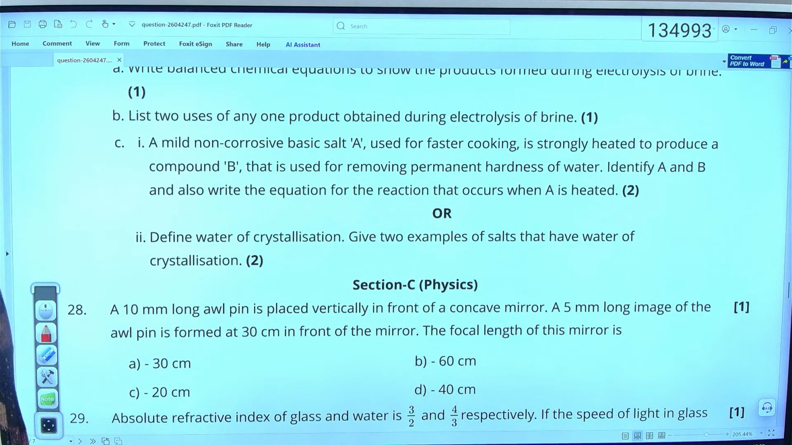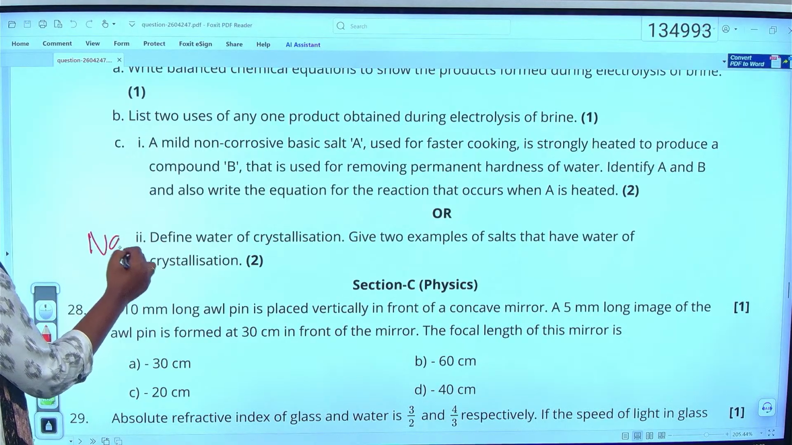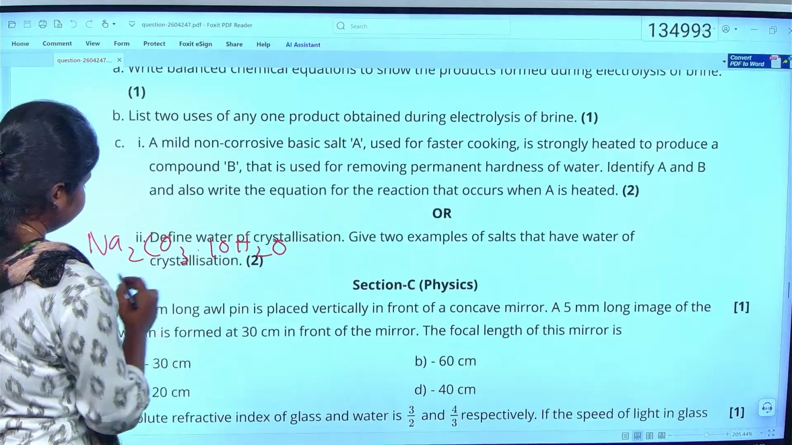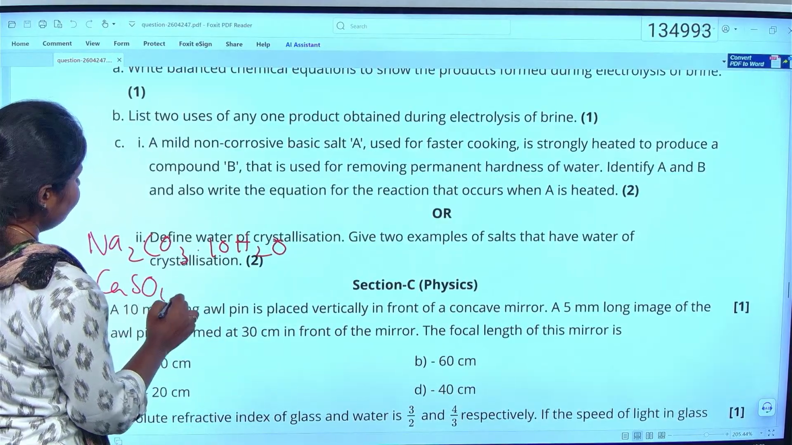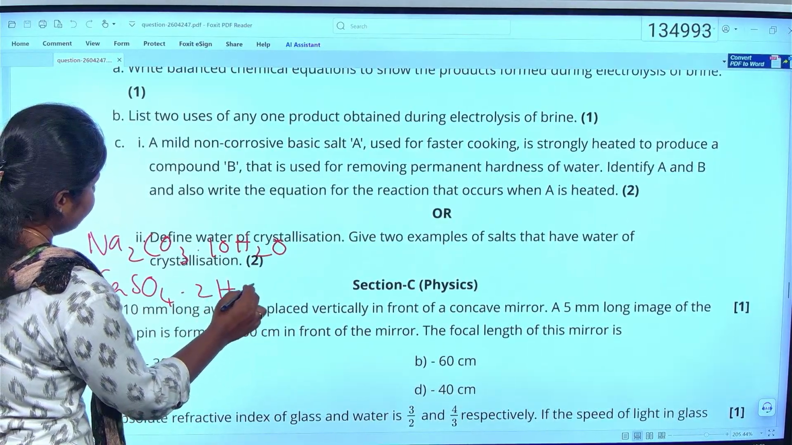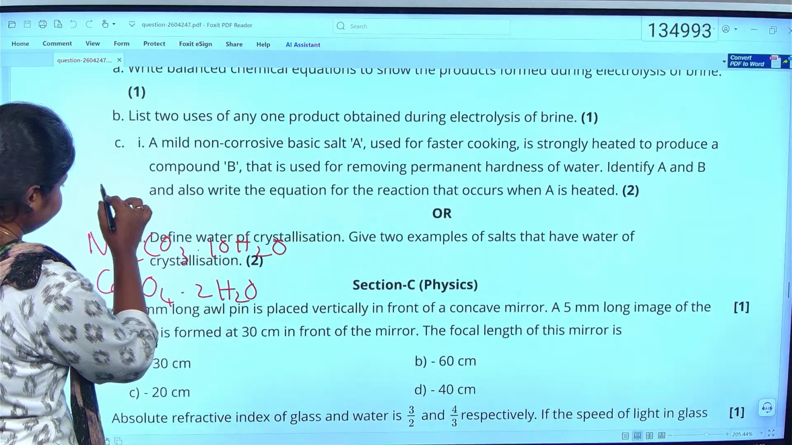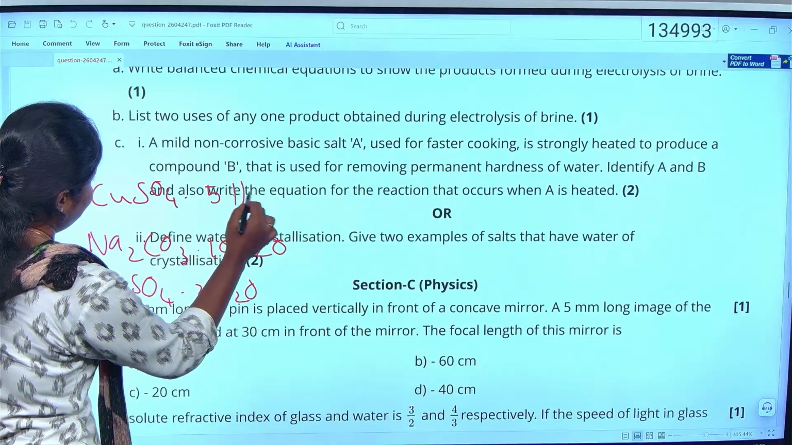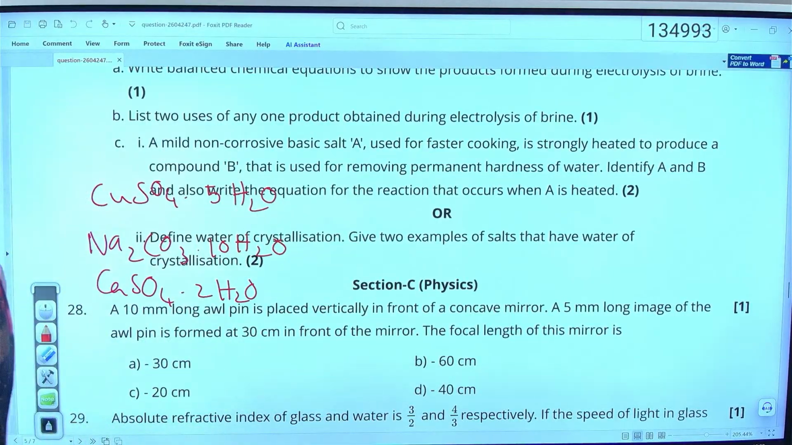Two examples of water of crystallization. How many water molecules are in washing soda? Sodium carbonate decahydrate, calcium sulfate dihydrate, copper sulfate pentahydrate. Okay? So any doubts?